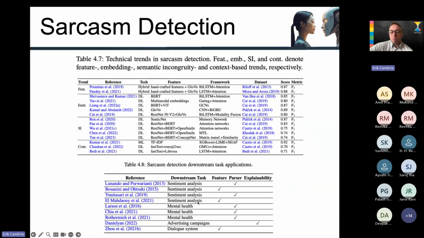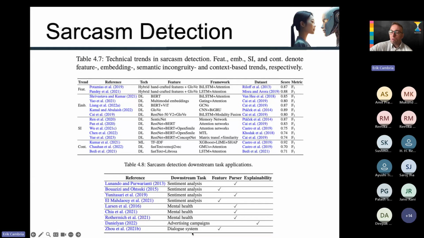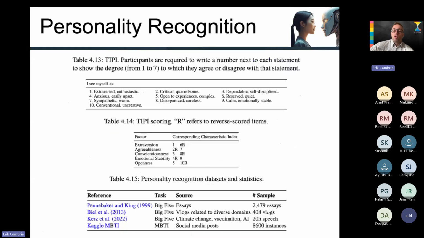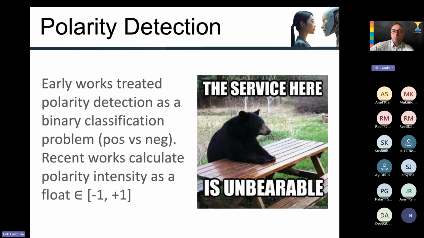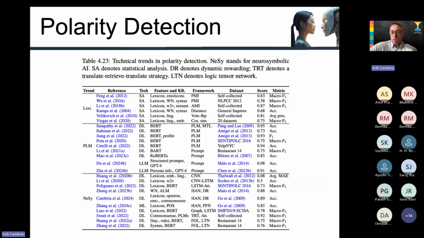Like here you have sentiment analysis, mental health, and dialogue systems, and so on. But in this case, we choose polarity detection because that's what we do in my group. And here, once again, you have some different approaches, some using lexicons, some using pre-trained language models, some using neurosymbolic AI, which we'll talk about in the next lecture tomorrow.